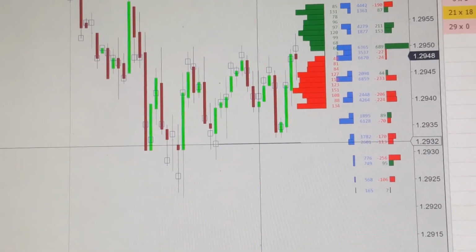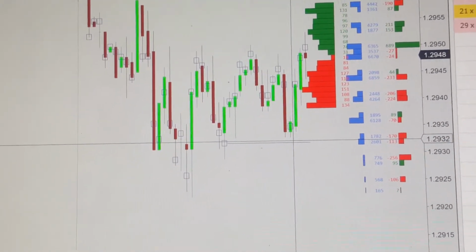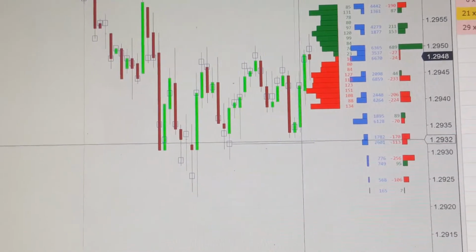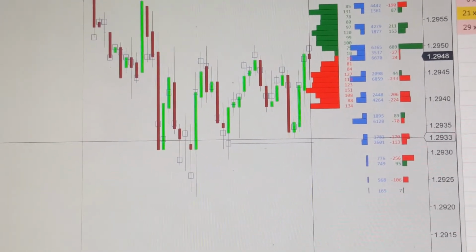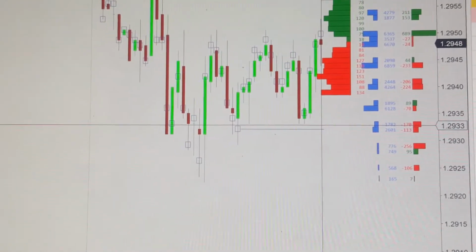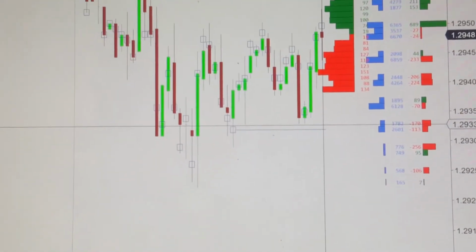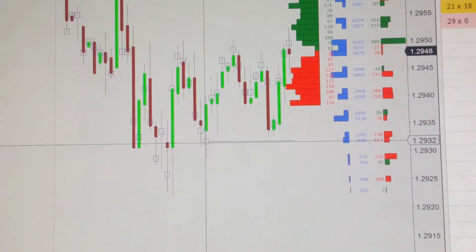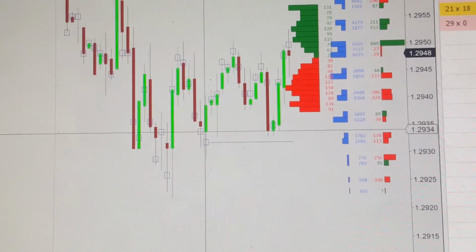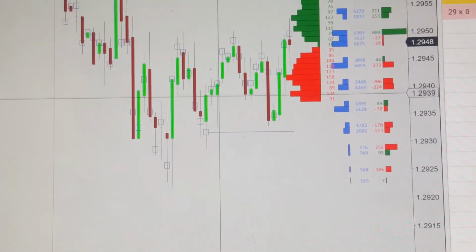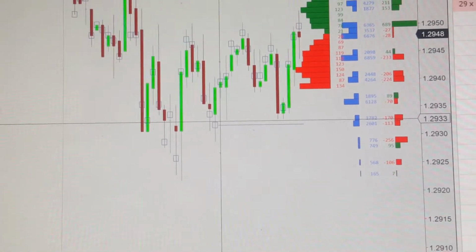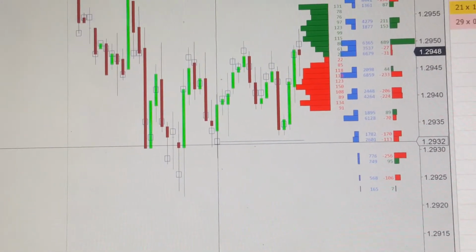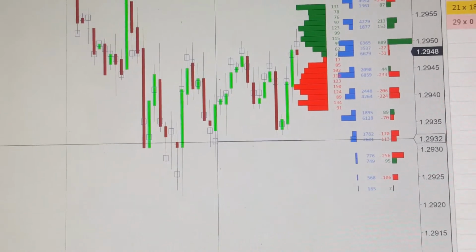Now this line right here is what we call the naked point of control, or the naked POC. So what does it do? The naked POC is simply plotted as a horizontal line, and it tells us that there was plenty of volume right at this point of control, but price deviated away from it and reverted back to retest it. This is a high volume cluster, for lack of a better term, that has not been retested, or price has not actually traded through it.